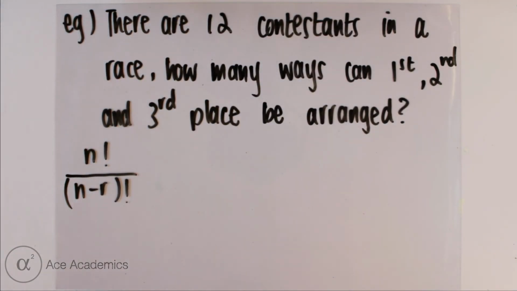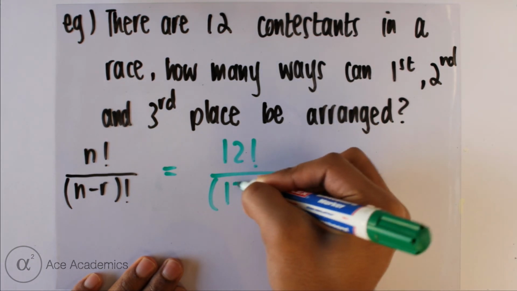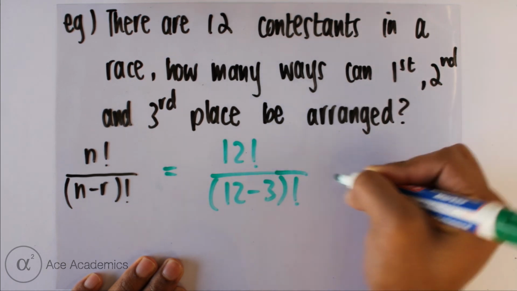There are 12 contestants in a race. How many ways can first, second and third place be arranged? Now, since there's a limited number of spaces to be filled by a group of people, this is a selection problem, and we use n factorial divided by n minus R factorial. Now, if we recall, n was the total number of choices and R was the number of spaces available. In this case, the number of choices are 12 because there's 12 contestants, and the number of spaces is 3. So substituting into the formula, it's simply 12 factorial divided by 12 minus 3 factorial.